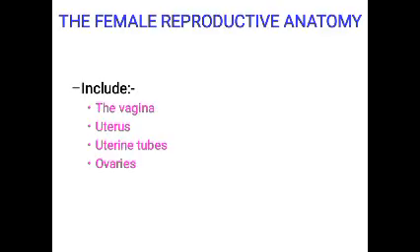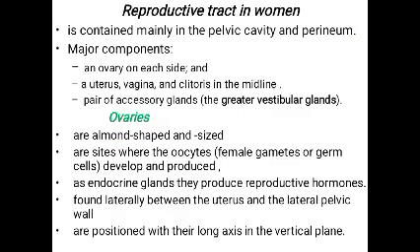The female reproductive anatomy includes the vagina, uterus, uterine tubes, and ovaries. The reproductive tract in women is contained mainly in the pelvic cavity and perineum. Major components: an ovary on each side, and a uterus, vagina and clitoris in the midline. A pair of accessory glands: the greater vestibular glands.